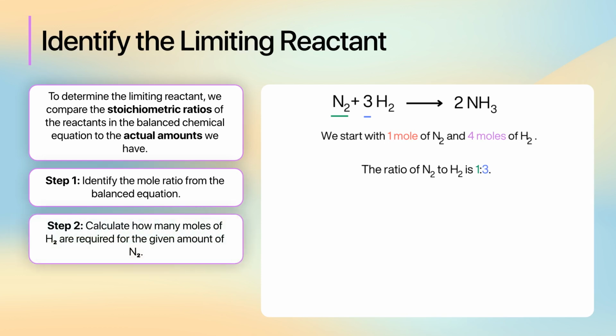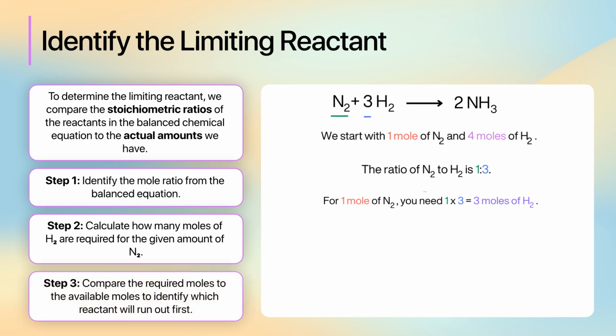Step 2 is to calculate how many moles of H2 are required for the given amount of N2. For 1 mole of N2, you need 1 times 3, which equals 3 moles of H2. Step 3 is to compare the required moles to the available moles to identify which reactant will run out first. This is your limiting reactant.